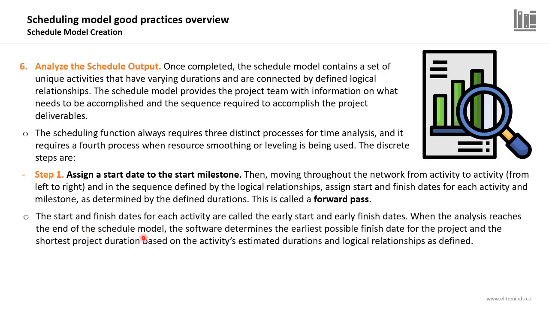The start and finish dates for each activity are known as the early start and early finish dates. And we usually determine these early figures for each activity through conducting a forward pass from the left to the right, as explained earlier in the critical path method. When the analysis reaches the end of the schedule model, the software determines the earliest possible finish date for the project and the shortest project duration based on the activity's estimated durations and logical relationships as defined.